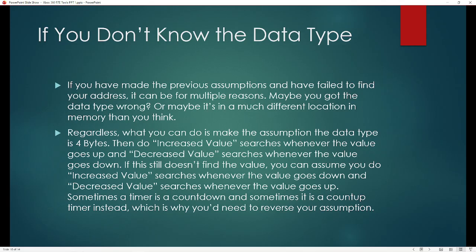Regardless, here's what we can do. We can just assume out of the get-go that the data type is 4 bytes and then do what is known as an unknown value search. If we start out with the initial value being unknown and we do increased searches whenever the value increases and decreased whenever the value decreases, we can eventually narrow down what we're looking at. If you find that this still doesn't find your value, you can reverse the assumption. You can do decreases when the value increases and increases when the value decreases.